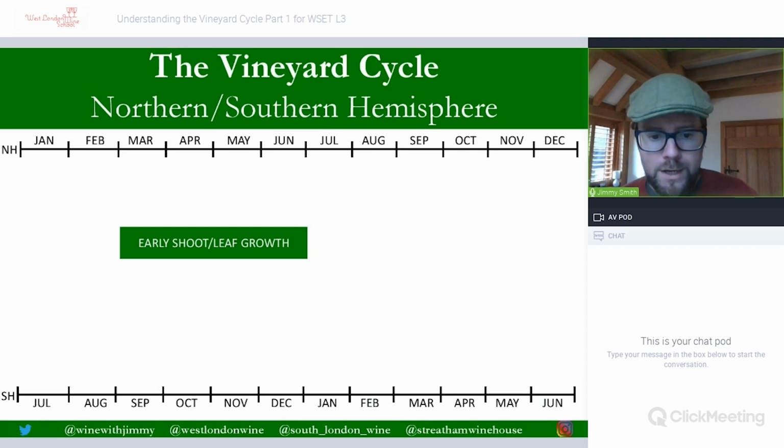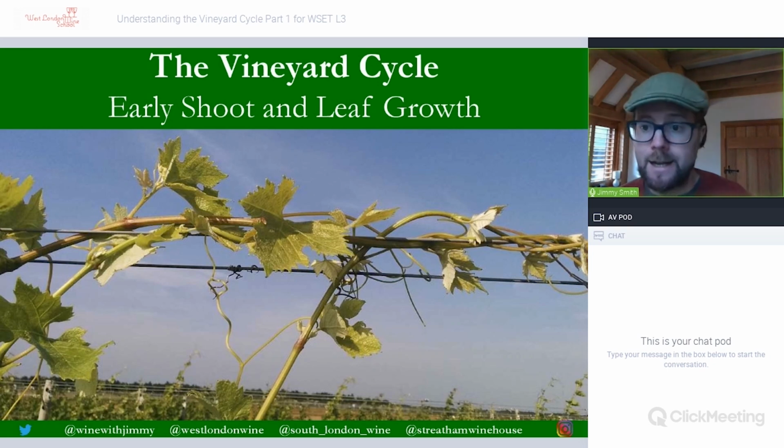Okay, so we next come on to the early shoot growth and leaf growth as well. Budburst was March and April in the Northern Hemisphere and September and October in the Southern Hemisphere. And this is all around the same time, but a bit more elongated. So March through to June and September through to December. So this is our early shoot and leaf growth. And here is a picture of some of that in action.